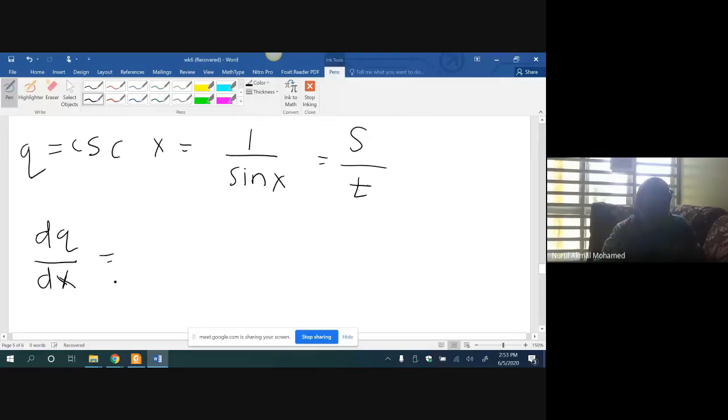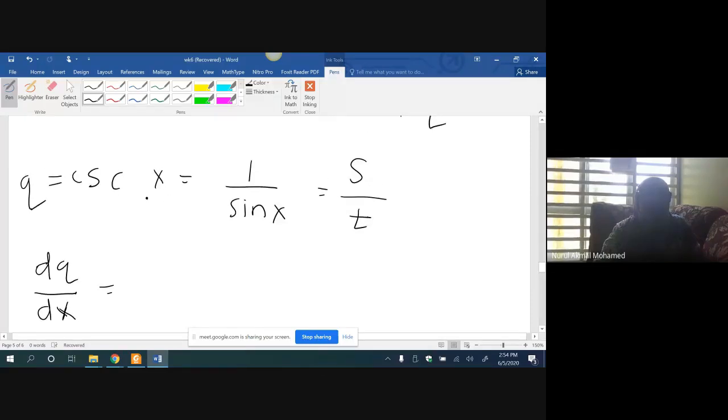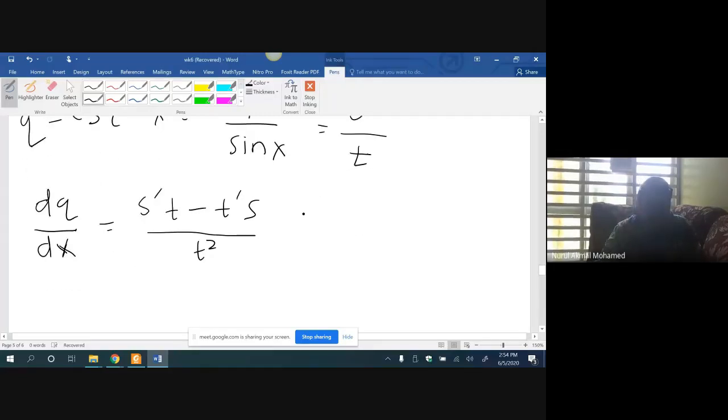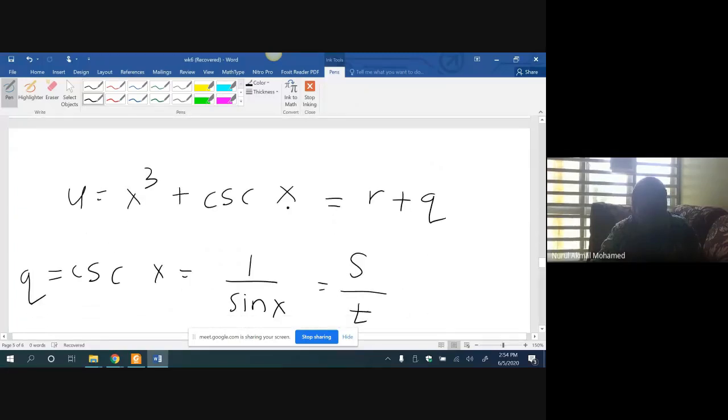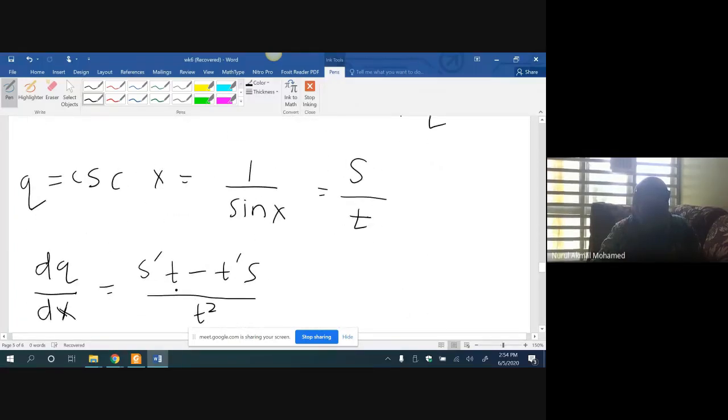So dq dx is equal to, from the quotient rule, S prime T minus T prime S, divided by T squared. So this is the quotient rule. Maybe you are familiar with the previous formula that uses U and V, but somehow we cannot use U as we already use U for another function. So that's why I use S and T.